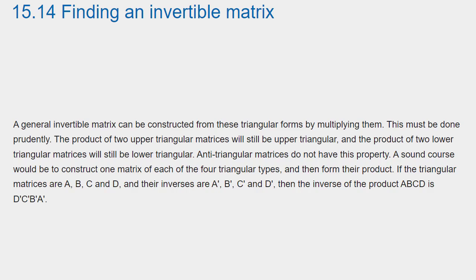A sound course would be to construct one matrix of each of the 4 triangular types, and then form their product. If the triangular matrices are A, B, C, and D, and their inverses are A', B', C', and D', then the inverse of the product ABCD is D'C'B'A'.